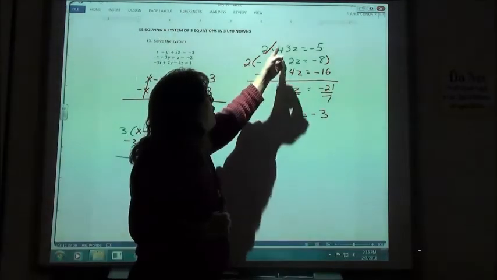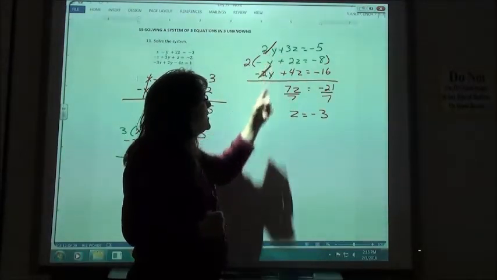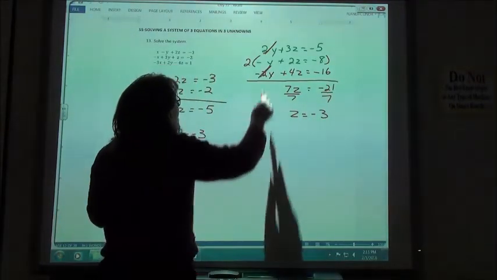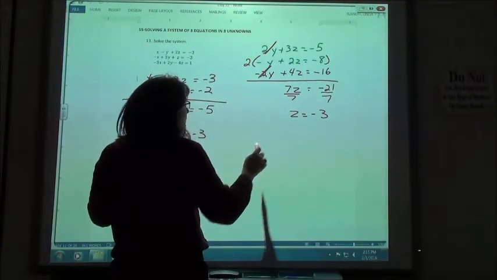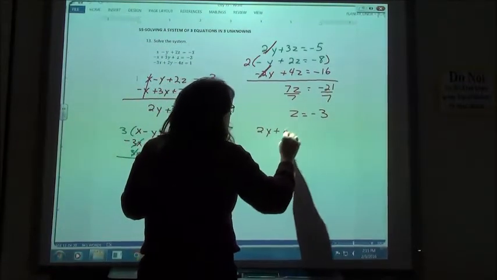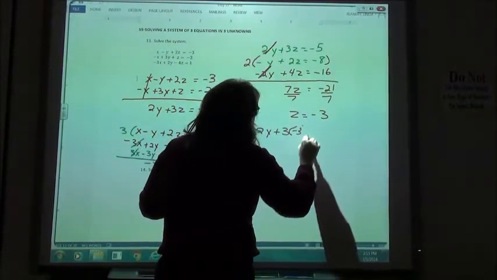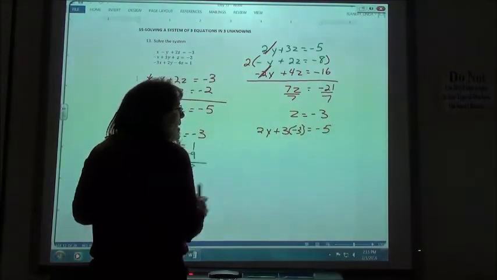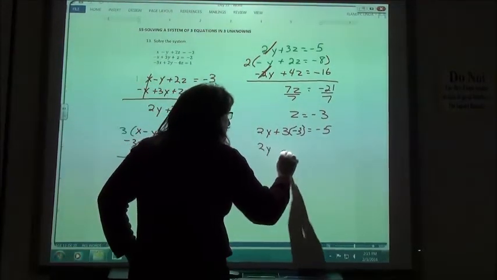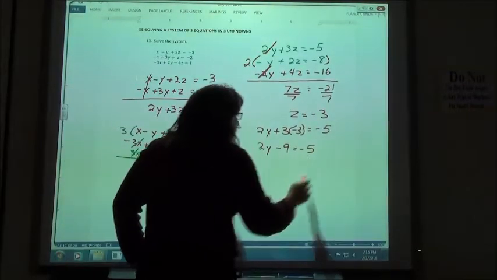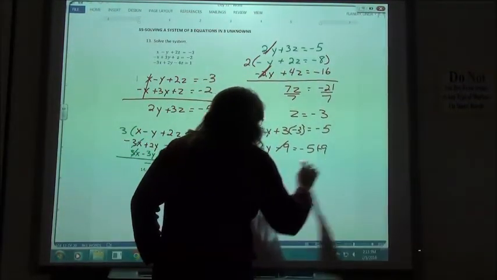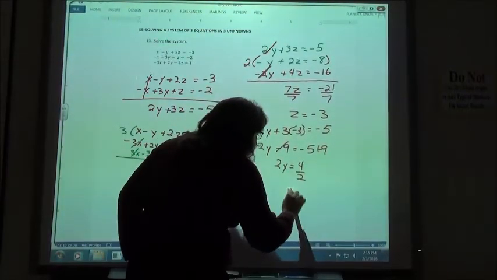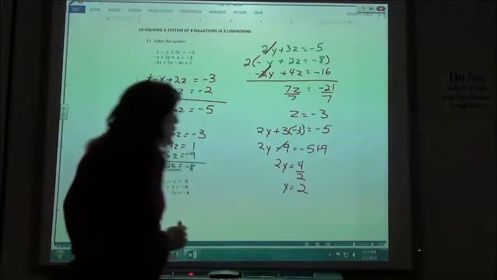First thing I'm going to do is go back to one of these 2 equations and find my y using that z is equal to negative 3. So if I use this top one, I had 2y plus 3 times z, which is negative 3, equals negative 5. So putting negative 3 in for my z, 2y minus 9 equals negative 5. I'd add my 9. 2y equals 4. I would divide by 2, so y equals 2.